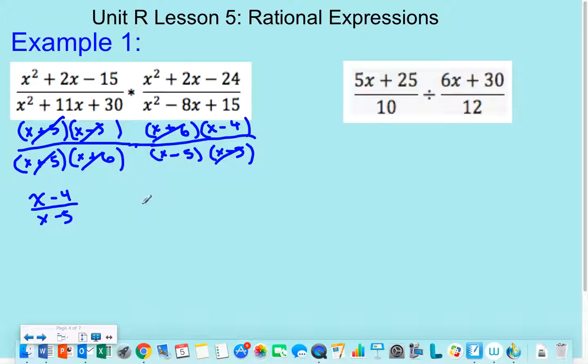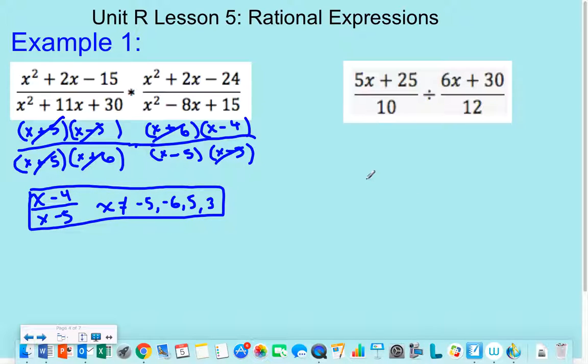But wait, don't finish there. You need to make sure that you go ahead and say x cannot equal, and then we have to go back to our original problem. It can't be any of these values. So x cannot equal negative 5, negative 6, positive 5, or 3. And that would be our final answer.